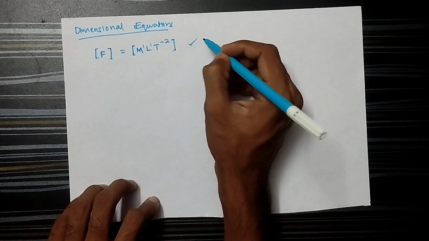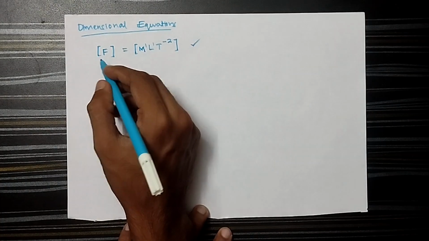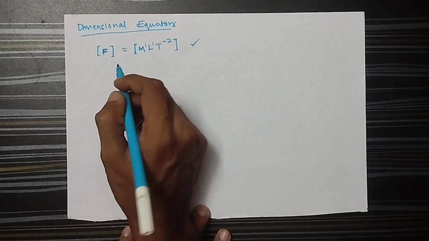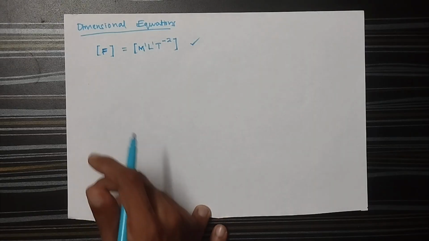So this is called a dimensional equation. It is an equation obtained by equating a physical quantity with its dimensional formula. It's pretty easy. We just equate the physical quantity with its dimensional formula, as we did with voltage in the previous case, right?